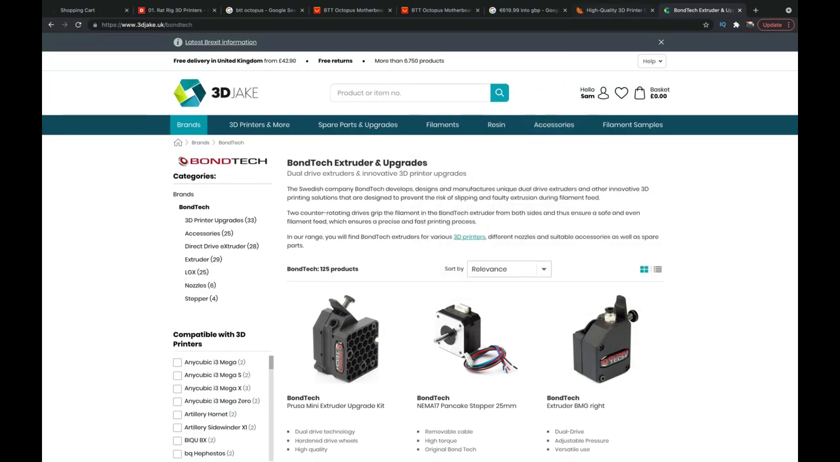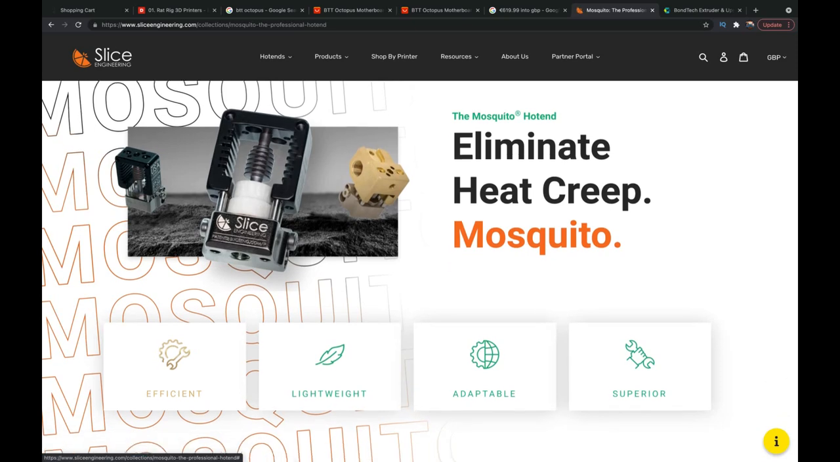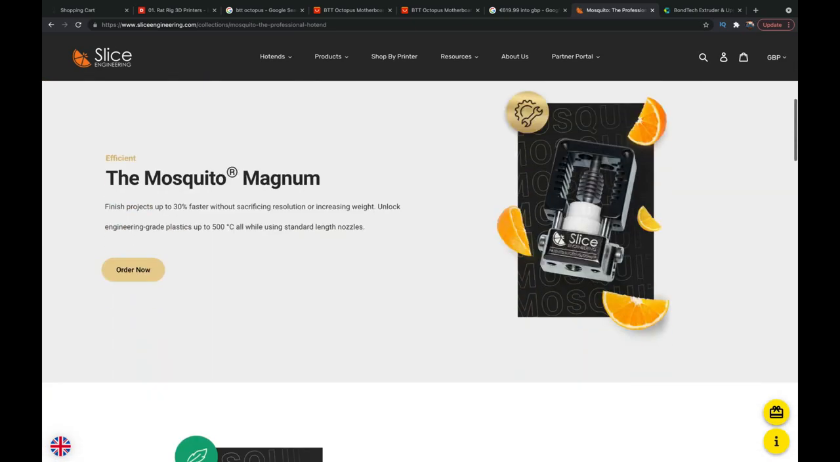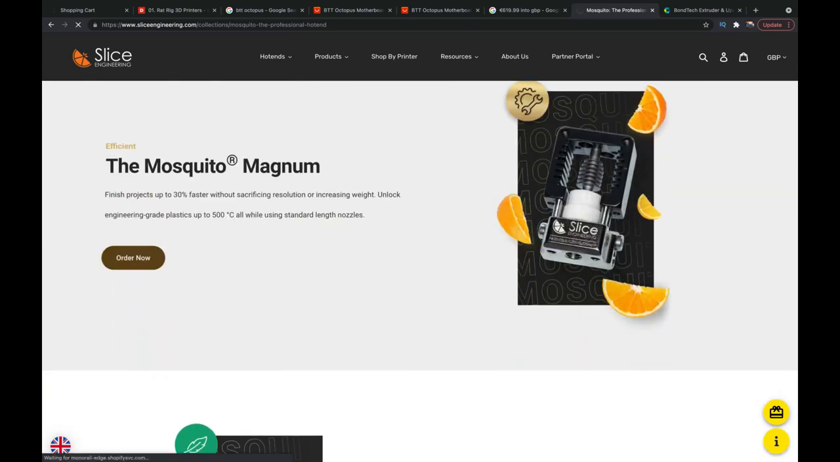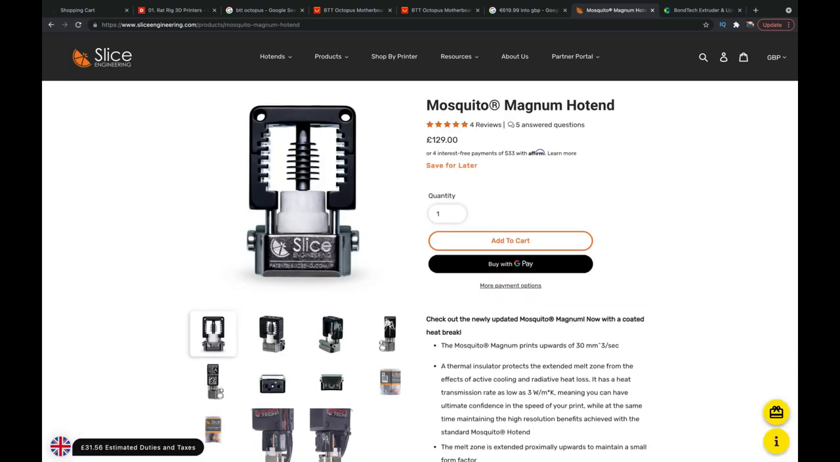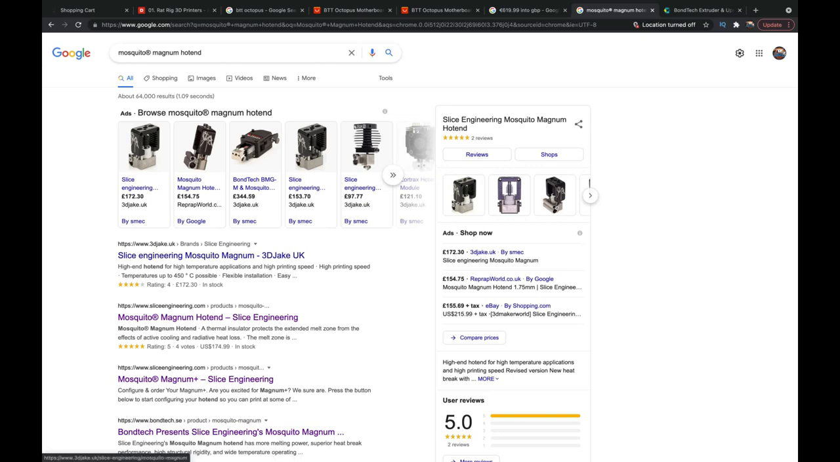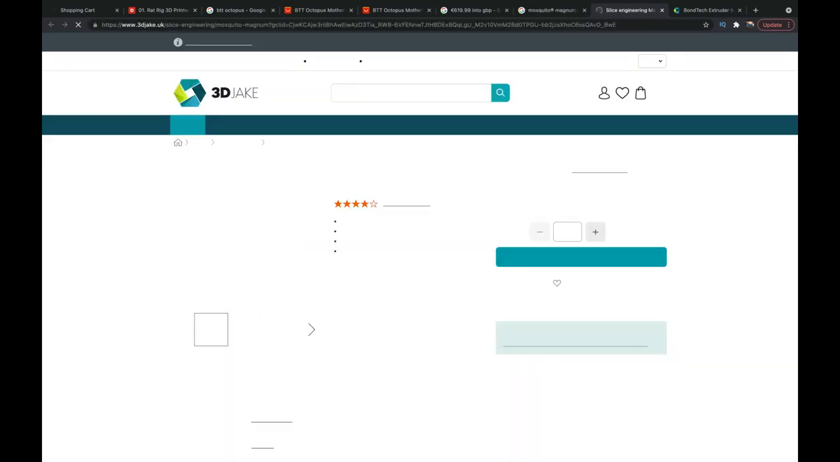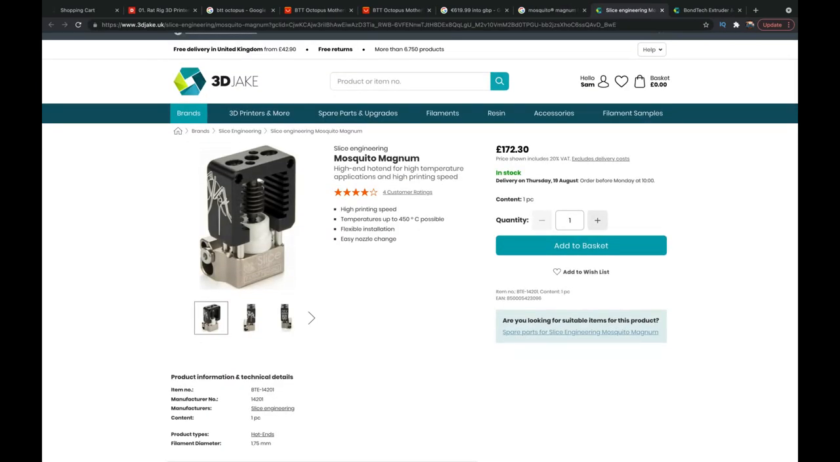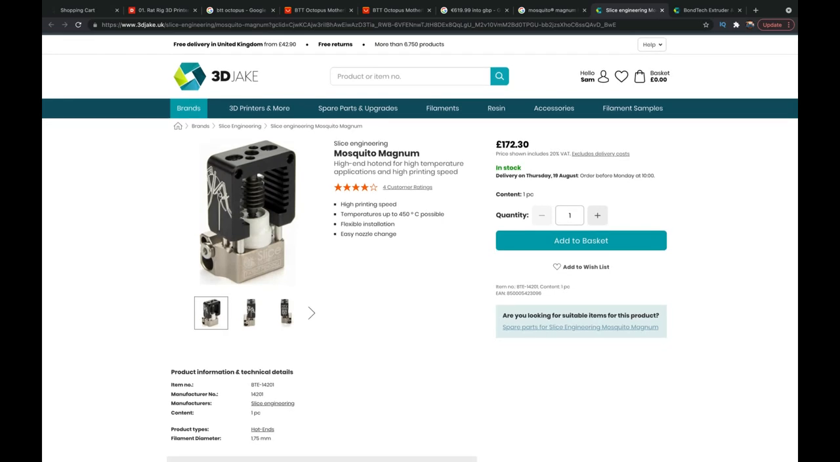And on the Slice Engineering side, I am using a Mosquito Magnum. And these are not cheap either. Although, it does say it's £129, which actually isn't bad. 3D Jake's doing it for... Yeah, okay, so these are £172 just for that particular part. Then you've got another £100 on top of that for an LGX.